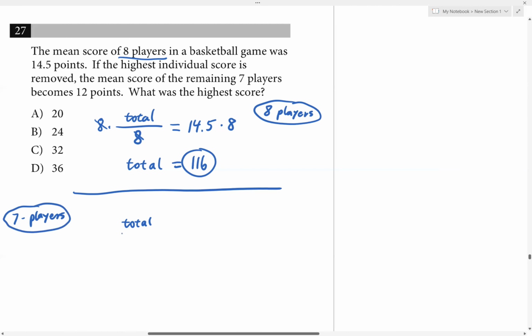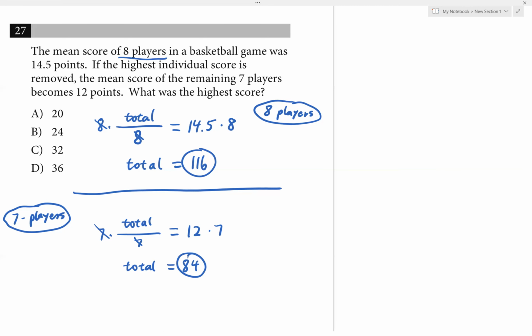We can solve for the total for those 7 players. We divide by 7, and that should give us the average, which is 12. To solve for the total, we multiply by 7 on both sides. So the total is 12 times 7, which is 84. So now that we remove one player, the total is 84.